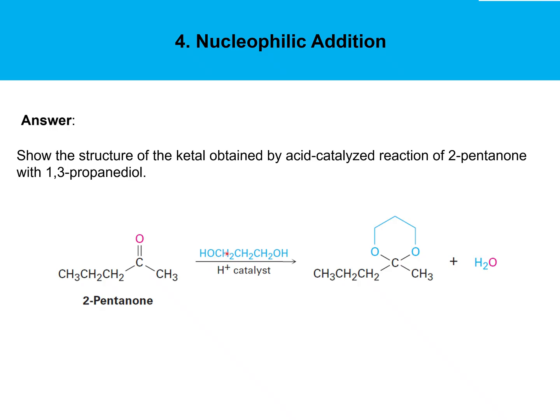So the way we want to predict the product is if we take this oxygen and bind it to this carbon, and then we have 1, 2, 3 carbons. So in the product, we have 1, 2, 3 carbons, and then the next oxygen will be attached to that carbon and also attached to the carbonyl carbon. And so the result is a 6-member ring involving 2 oxygens attached to the same carbon. The byproduct will be water.